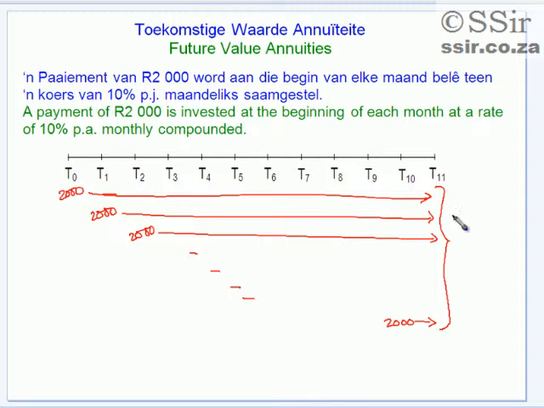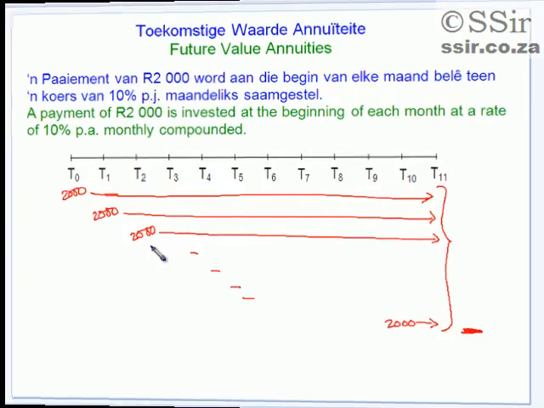Now, in order to calculate the sum of all these values, I would have had 11 different sums or calculations in order to get to the final value. To do this is very long-winded and can take a lot of time. So there is a formula that we can use to calculate the value of an annuity. Remember, what is an annuity? We get an annuity when we invest a fixed amount every month.